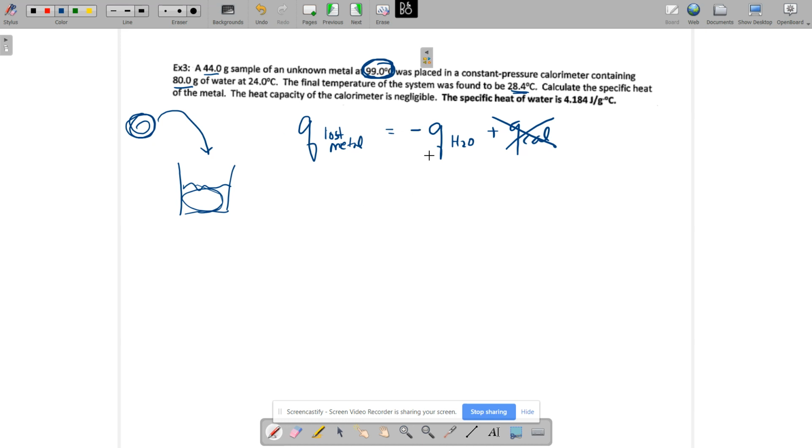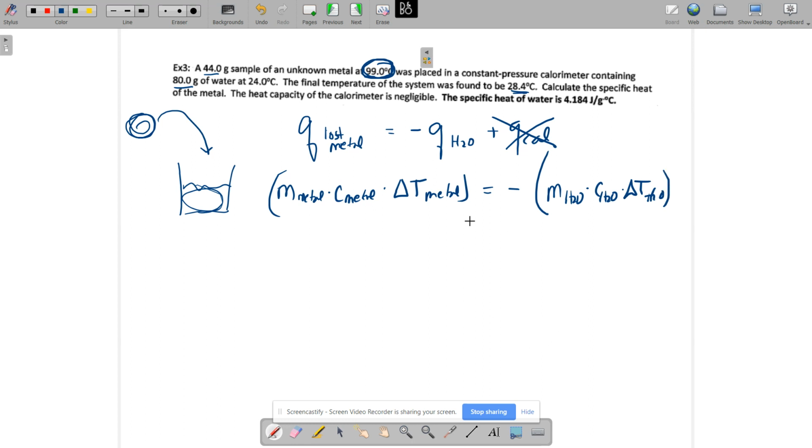You can flesh this out a little more with Q equals MC change in T. For the heat lost by the metal, you have the mass of the metal, the specific heat of the metal, and the change in temp of the metal. That's all the variables that go with the metal, and that equals the heat gained by the water. Now we're talking about water, so that's the mass of the water, the specific heat of the water, and the change in temp of the water. You can plug in those numbers, and our goal is to solve for the specific heat. I challenge you to work through this problem and then resume the video and check your answer.